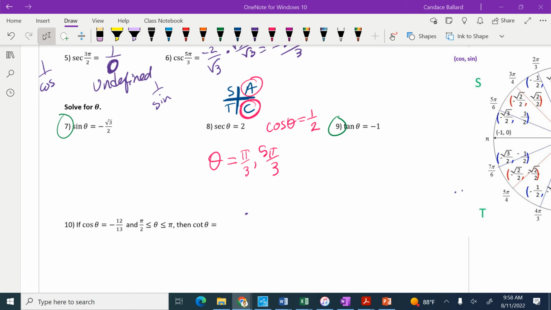Check it with your table, please. Have a discussion about it. Compare what you got.